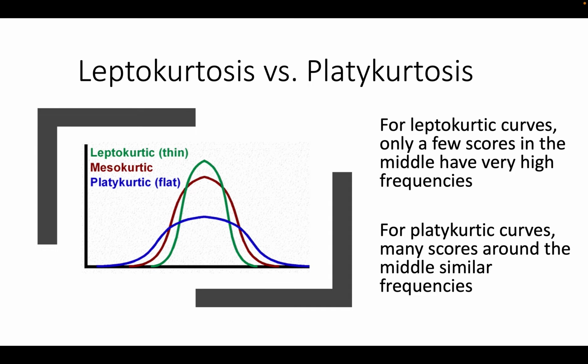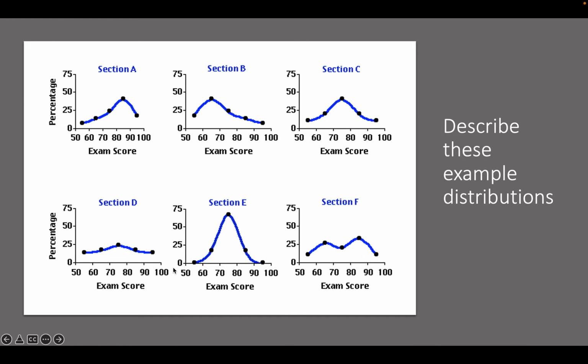So for leptokurtic curves and leptokurtic distributions, a few of the scores in the middle have high frequencies, which result in a peak that makes our distribution taller and more thin than a normal distribution. Now, the opposite of this is a platykurtic distribution, which occurs when most of the scores in the middle have similar frequencies, which results in our distribution being shorter and flatter than a normal distribution. So here I like to think of the leptokurtic as Arnold, tall and thin, and Danny DeVito as more shorter and flatter, if you will, to be kind.